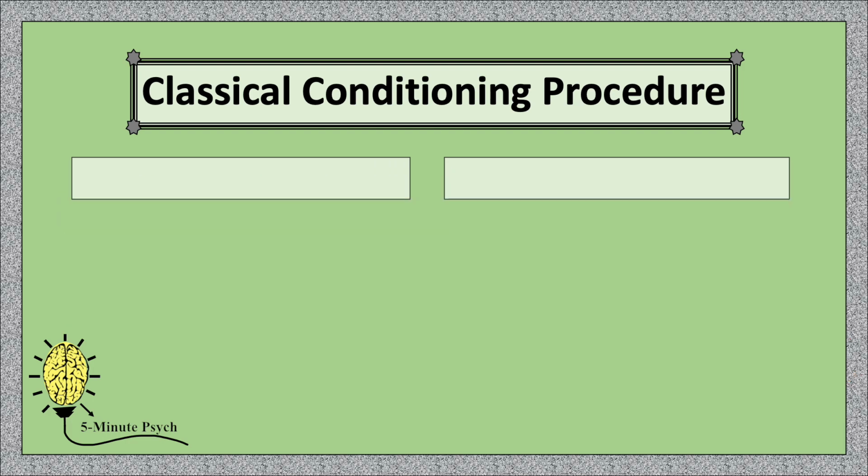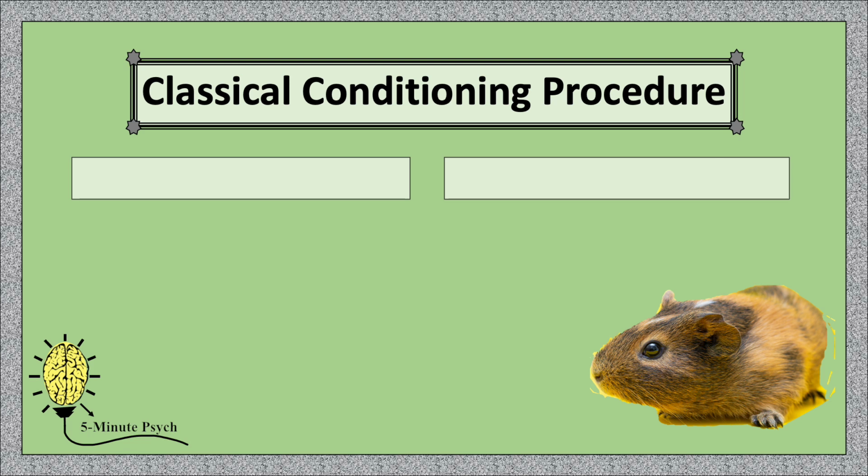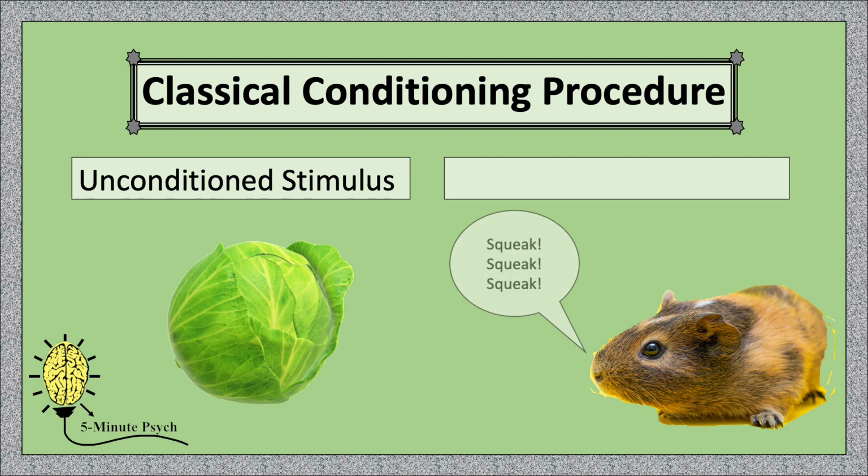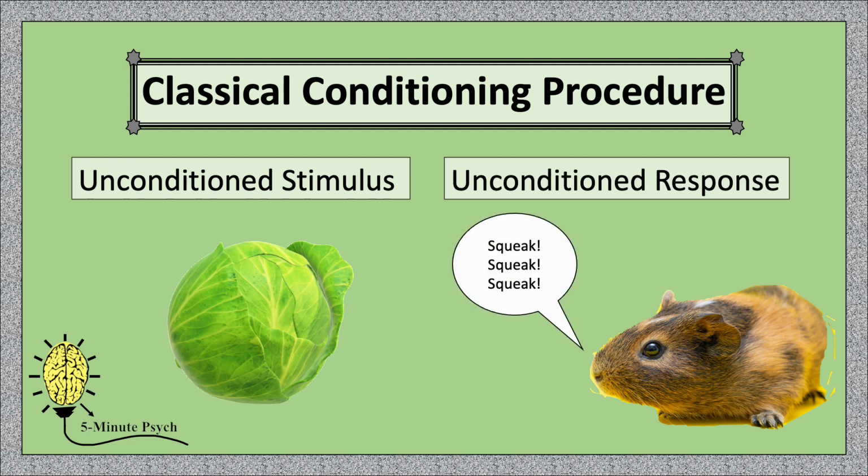For instance, I had a guinea pig named Sammy that squeaked loudly whenever I gave her lettuce. In this example, the lettuce would be an important stimulus to Sammy, and in classical conditioning terms, we would call this an unconditioned stimulus. Unconditioned because Sammy didn't have to learn about the lettuce. She was born knowing that she loved lettuce, and it made her squeak automatically. The squeaking is called the unconditioned response because it's the response that is unlearned to the unconditioned stimulus.